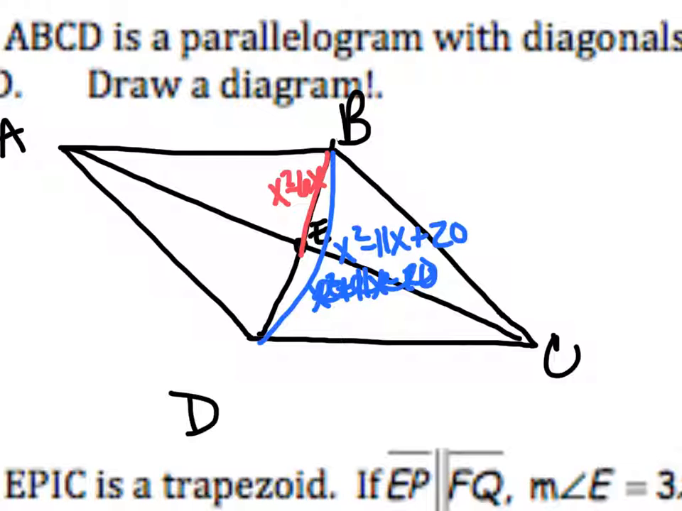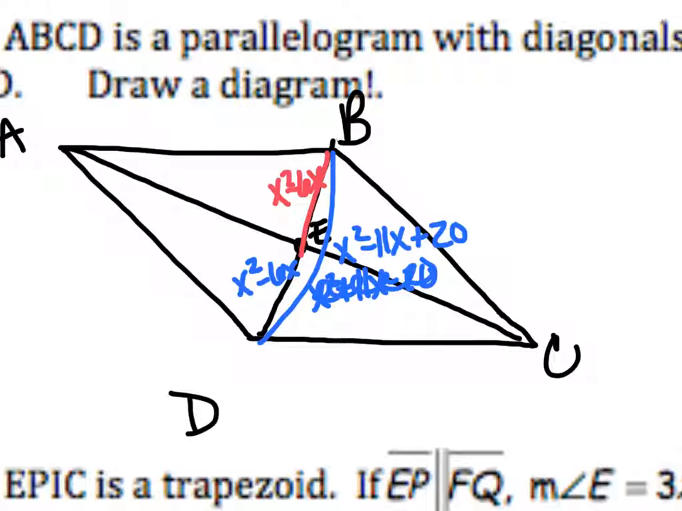Okay, so hopefully you were able to figure out something about the diagonals. In particular, the diagonals of a parallelogram, remember that they bisect each other. So they will cut each other in half. It doesn't mean that they're equal. It just means that when BD gets bisected, BE and ED are congruent. So I also know that this is x squared minus 6x.